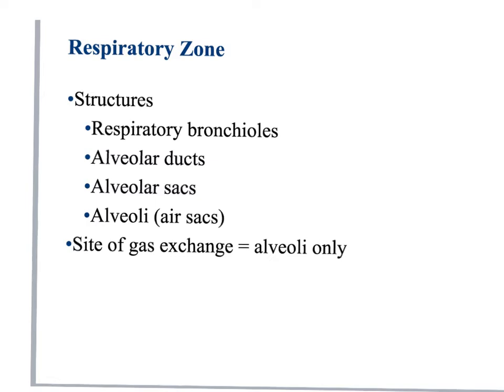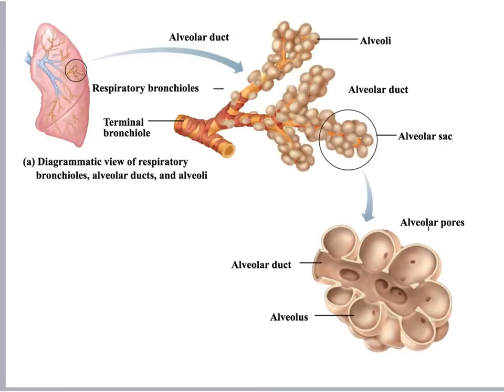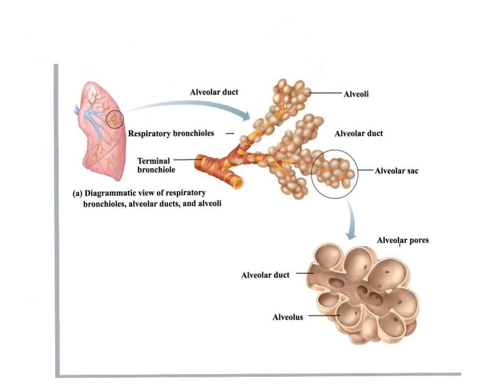All right, so conducting zone versus respiratory zone. Here's another picture of it. Alveolar duct. So respiratory bronchioles: there's a terminal bronchiole, and now you get to the duct here. This is an alveolar duct. And at the end of the alveolar duct are alveoli. This whole thing right here is an alveolar sac. You see here, cut through it, this is the alveolar duct. Air goes through and ends up in these alveolar sacs.